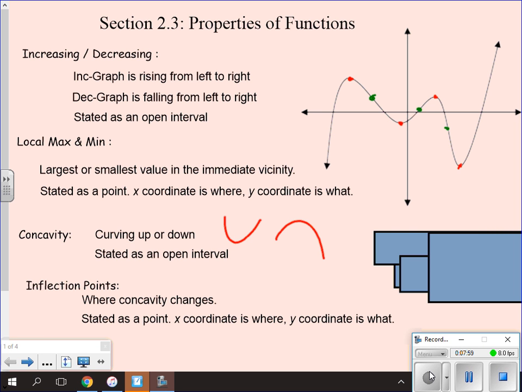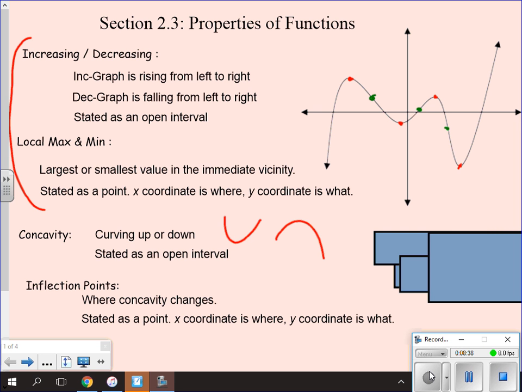So increasing, decreasing, where it's going up, where it's going down, and max and mins are tied together. You're going up until you hit the maximum, and then you go down until you hit the minimum. You're increasing until you hit a maximum. You're decreasing until you hit a minimum. Using this graph here, I go up to my first maximum, down to my first minimum, and then up to a maximum, down to a minimum, and then up and on forever.